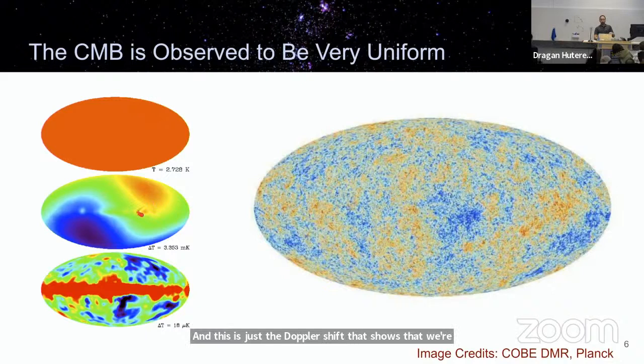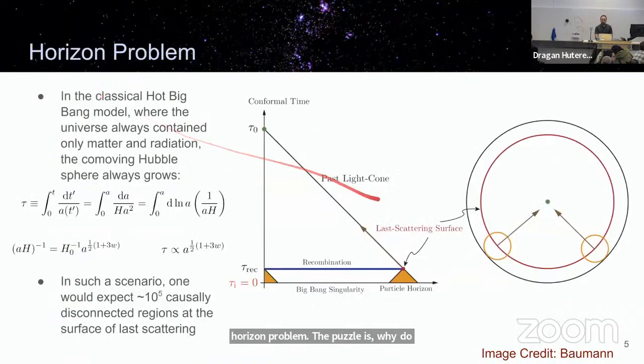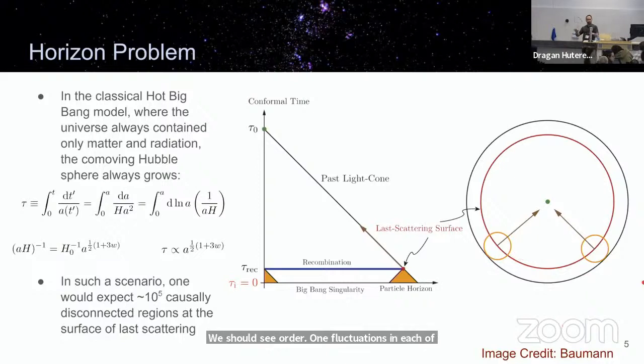And it's only when you subtract this out and crank up the resolution or the contrast even more to about 1 part in 10 to the 5 that you begin to see the fluctuations which are so prominently displayed in the image on the right. Okay, so just coming back to the horizon problem, the puzzle is, why do we see the CMB to be so uniform when in the hot Big Bang scenario, we would have expected 10 to the 5 causally disconnected regions? So a naive expectation would be we should see order 1 fluctuations in each of those causally disconnected regions, unless there was some mechanism put in by hand that set the initial conditions to be uniform throughout the universe.